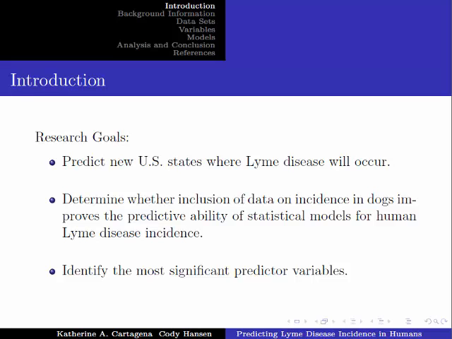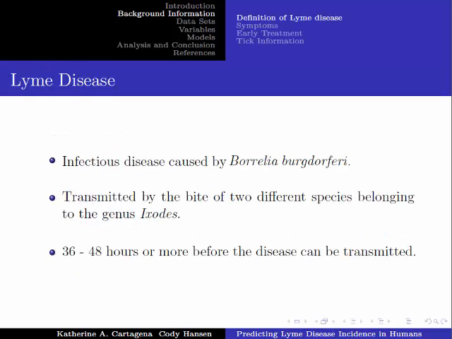In order to understand why we built the models the way we did, we must first examine the biology behind the models. Lyme disease is an infectious disease that is spread from animals to humans and is caused by the bacteria Borrelia burgdorferi. It is primarily transmitted by the bite of two different Ixodes tick species. The tick must be feeding for at least 36 hours before the disease can be transmitted.